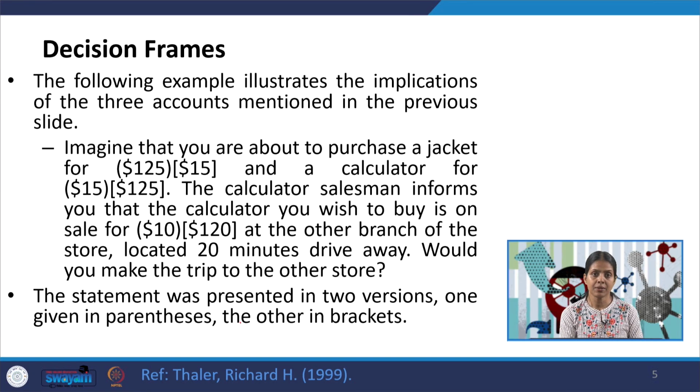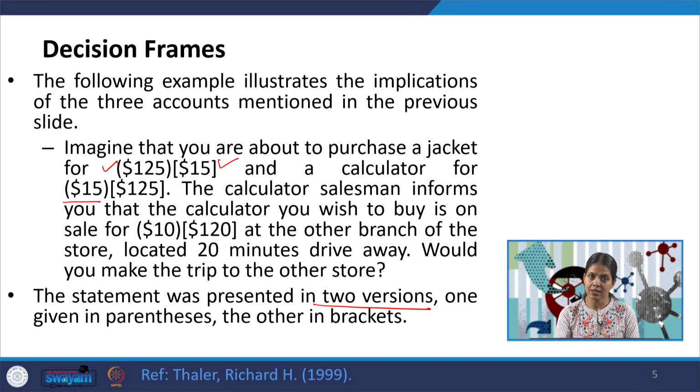Basically, the statement was presented in two versions. One is given in the parenthesis and the other one is in brackets. So, I will be reading it twice. First of all, statement 1: imagine that you are about to purchase a jacket for $125 and a calculator for $15. The calculator salesman informs you that the calculator you wish to buy is on sale for $10 at the other branch of the store located 20 minutes drive away. Would you make the trip to the other store?